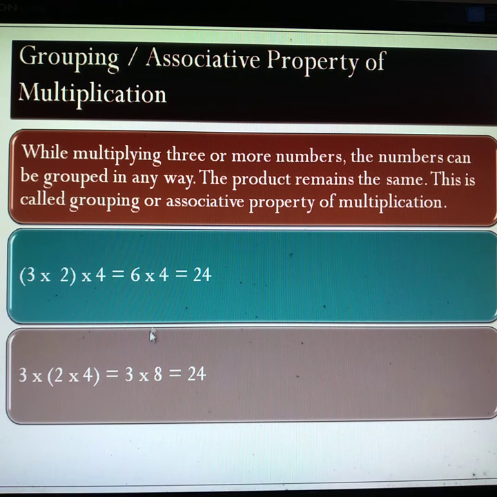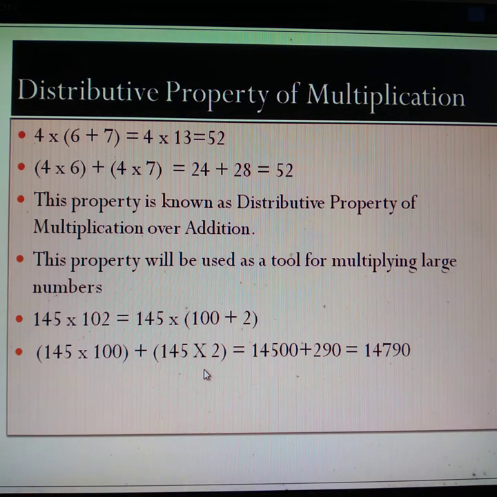So, this property shows that while multiplying 3 or more numbers, the numbers can be grouped in any way, the product remains same. Here you see that we grouped 3 and 2 one time, so product is 24. In another example, we grouped 2 and 4, but product remains same. Next property is distributive property of multiplication.